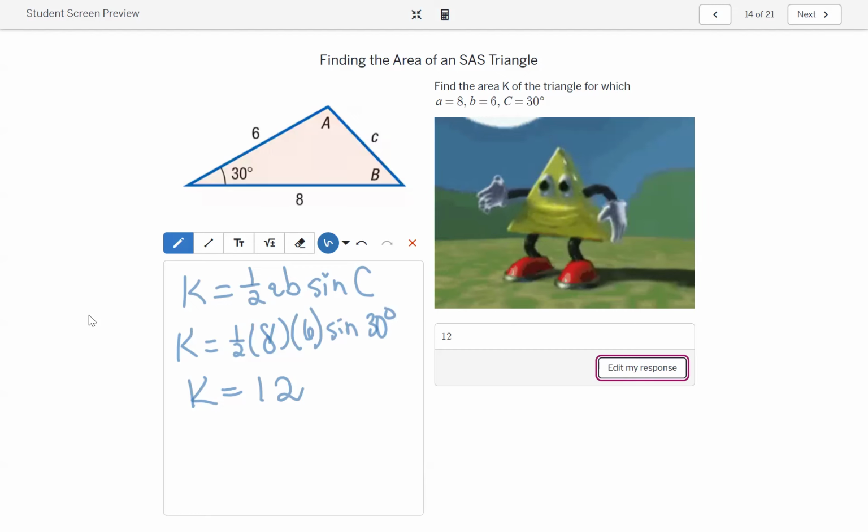Now, if we had this setup, two sides and the angle in between, we could not use law of sines to solve this triangle, because law of sines requires us to have an angle and the side opposite it as a pair. It is a setup that determines a triangle. We just would have to use a different formula to figure out what side length C is.